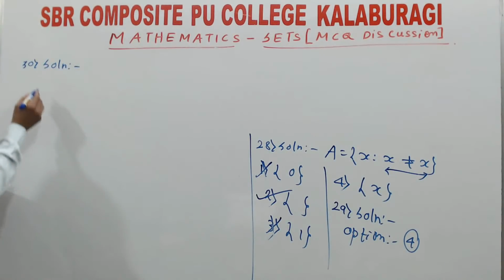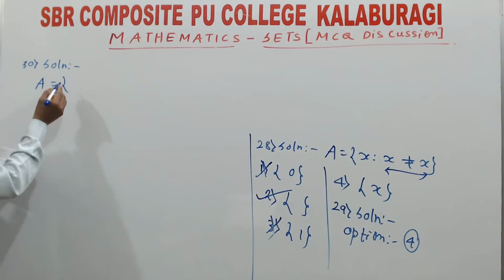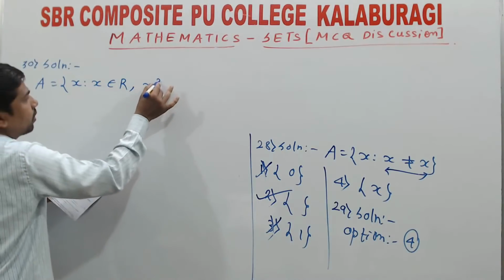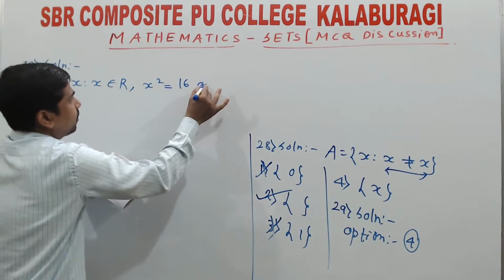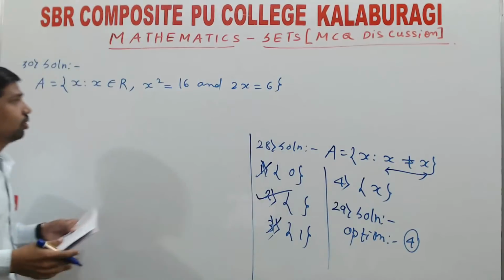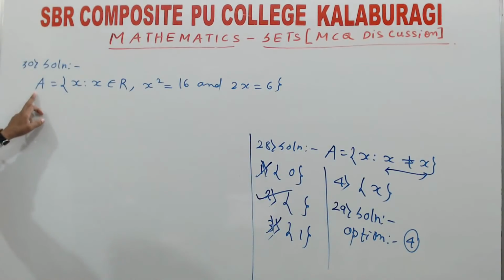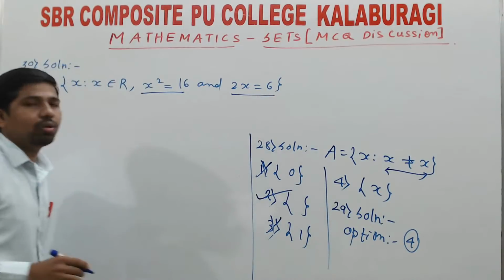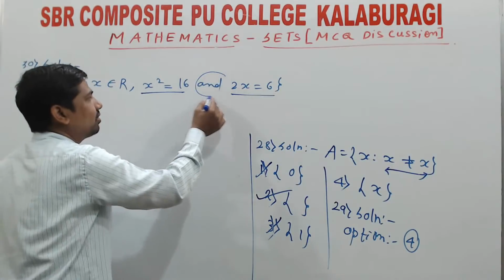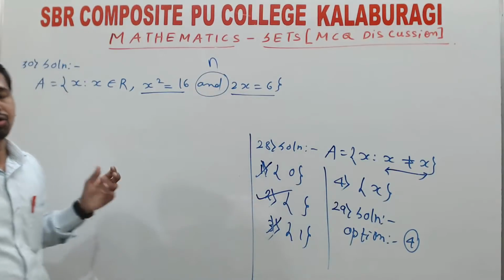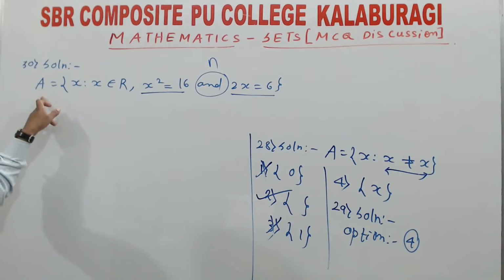Okay, the set A equals {x such that x belongs to R, x square equal to 16, and 2x equal to 6}. A is a set consisting of some elements x, such that x square equals 16 and 2x equals 6. The word "and" indicates it is the intersection, right? You have to find the common element between these two equations. Those elements are your elements in set A.